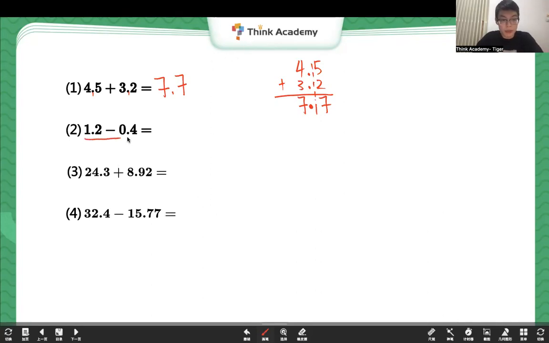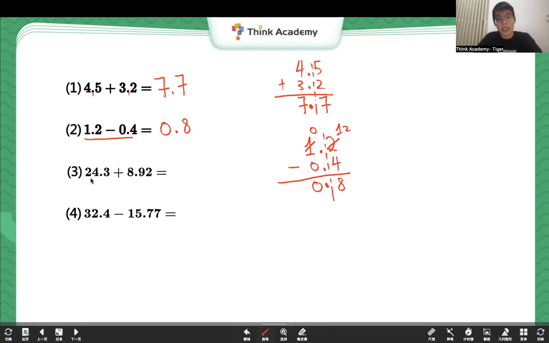And what if I'm doing the subtraction? It's just the same. If I am taking away 0.4 from 1.2, I am aligning the decimal point all the way through the answer. So now I'm taking away 4 from 2, which means I need to borrow a digit from 1, and 1 becomes a 0. So now 12 take away 4, that's 8. 0 take away 0, that's 0. So the answer is 0.8. So don't forget about the decimal point, okay? Yeah, that's right. The decimal points should be aligned.